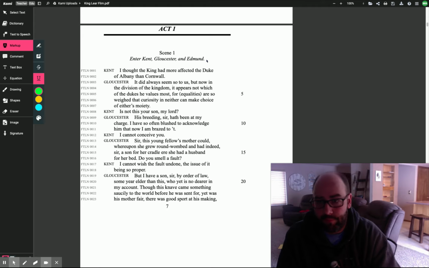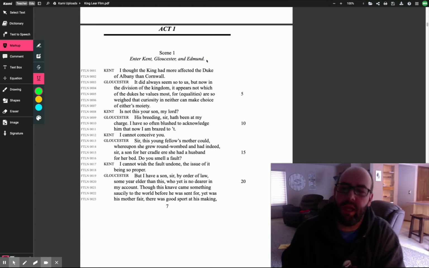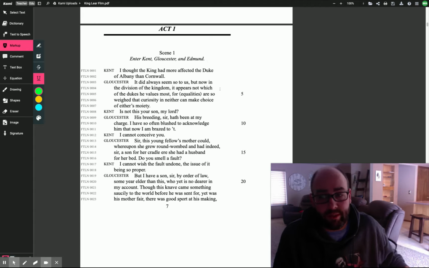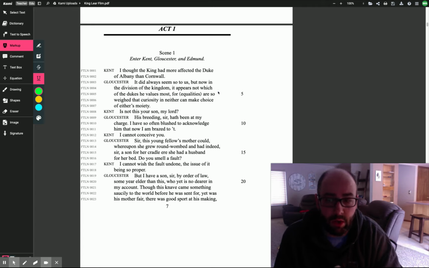So here we go. Kent: I thought the king had more affected the Duke of Albany than Cornwall. Gloucester: It did always seem so to us, but now in the division of the kingdom, it appears not which of the dukes he values most. For equalities are so weighed that curiosity in neither can make choice of either's moiety.